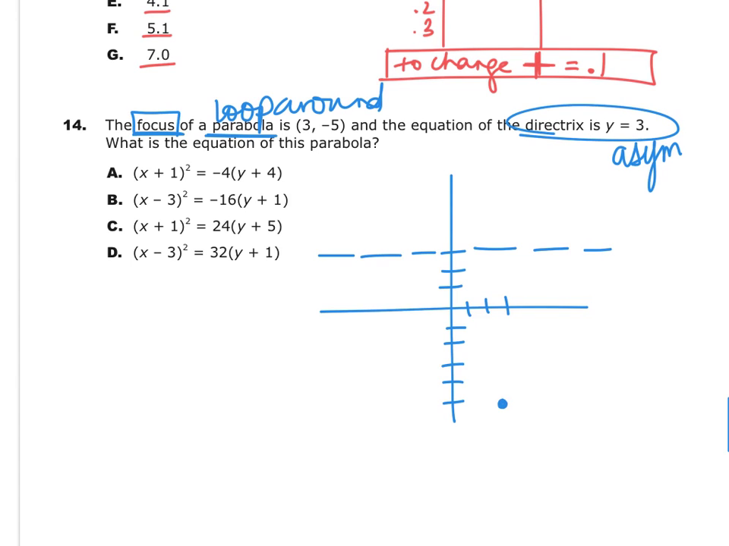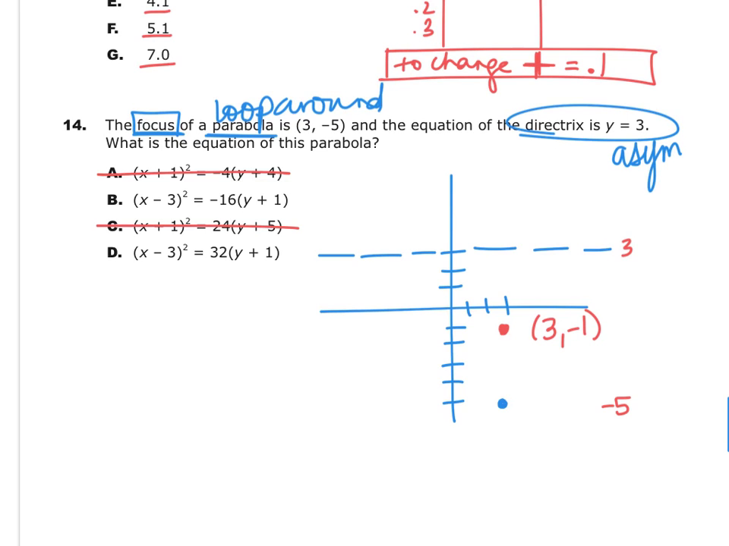And then I need to count, this is the point it's going to loop around. So I know my curve is going to go somewhat like that, but I need to count specifically where the vertex is. So I'm thinking, what number is halfway between 3 and -5? And if you count, you can count however you need to on your graph paper, the answer is -1. So my vertex is here at (3, -1), which should automatically eliminate A and C for us.